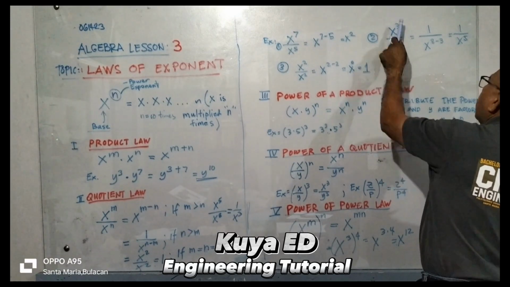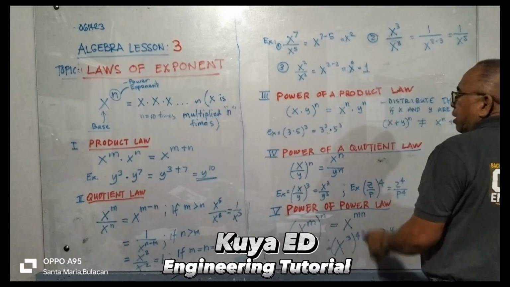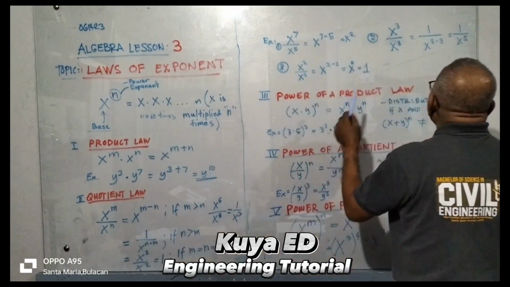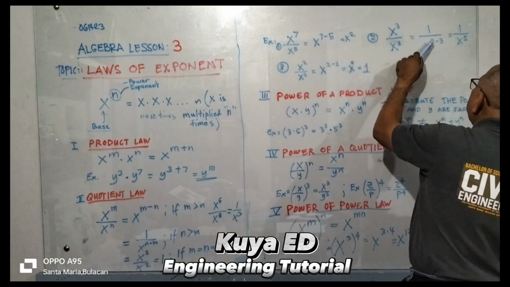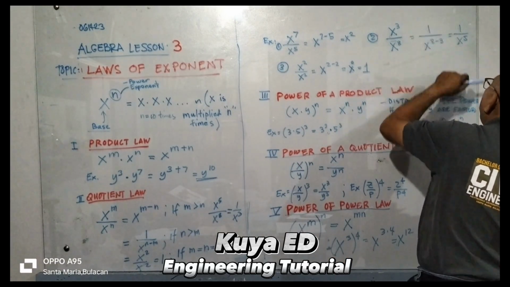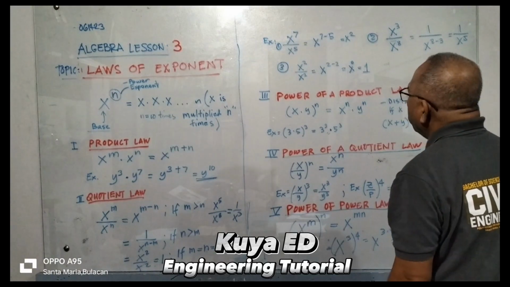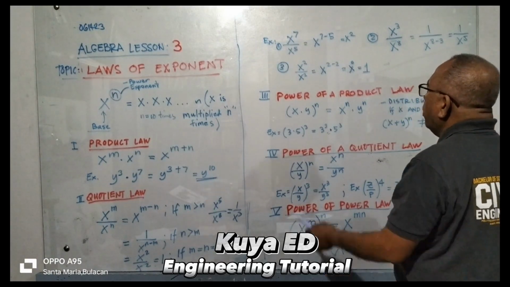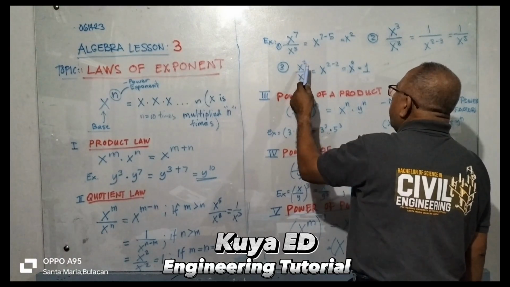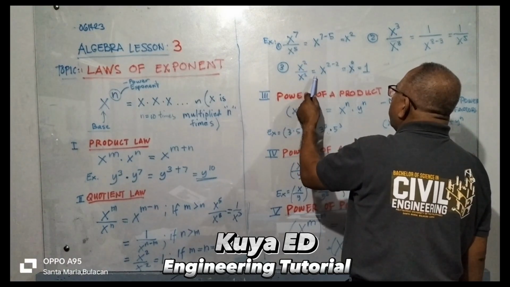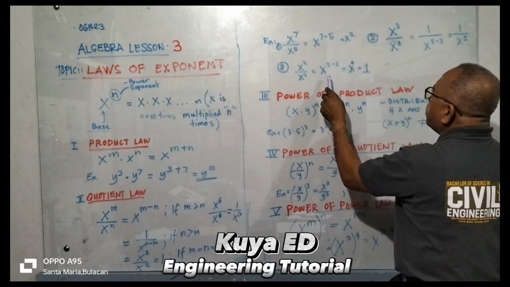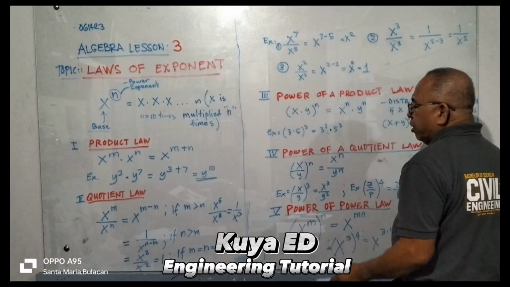Eh, mataas yung 8 kaysa 3. Kaya, sinunod natin to 1 over 8 minus 3. Therefore, ang ating sagot ay 1 over x to the 5. Now, for example, in this case, x squared over x squared is equals to, so cancel lang yan kung tutusin, pero we will just follow the procedure.